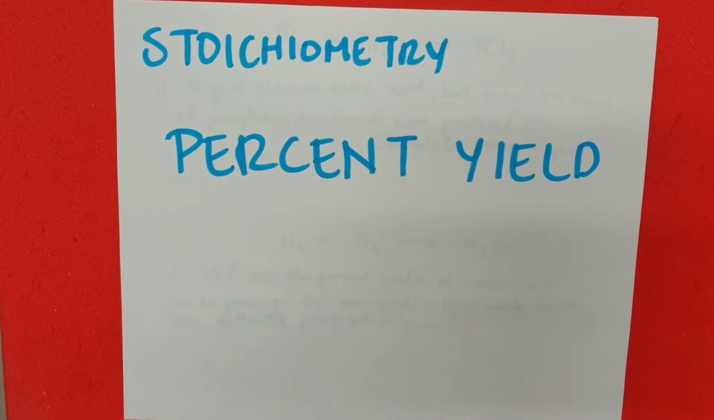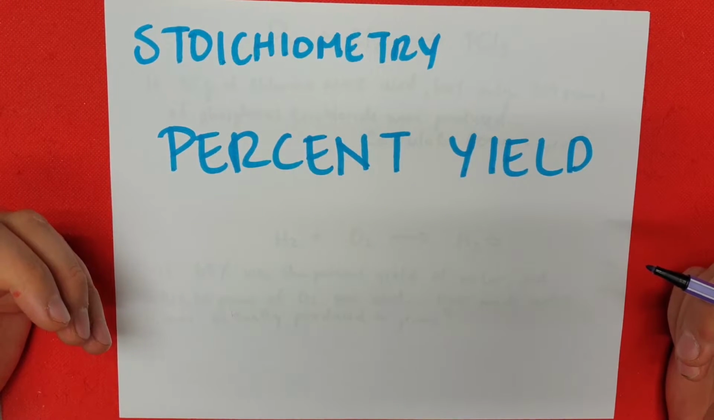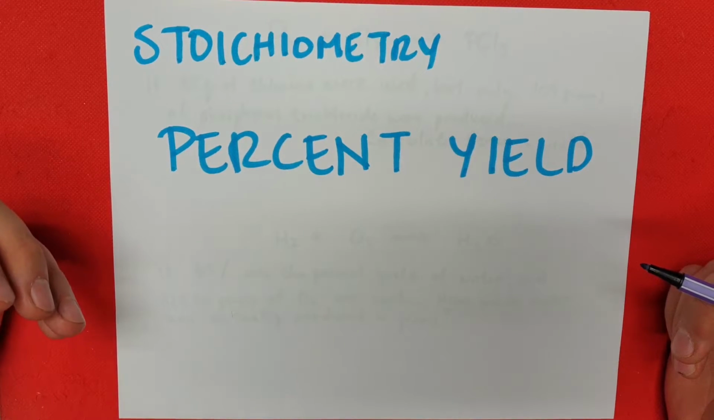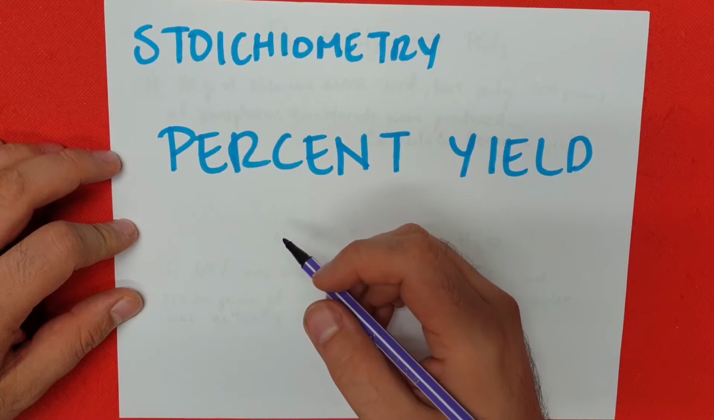So in this video, we're going to be talking about percent yield. And percent yield is basically, we want to calculate how much of a substance we actually produced versus how much should have been produced ideally. So the formula for percent yield is quite simple.